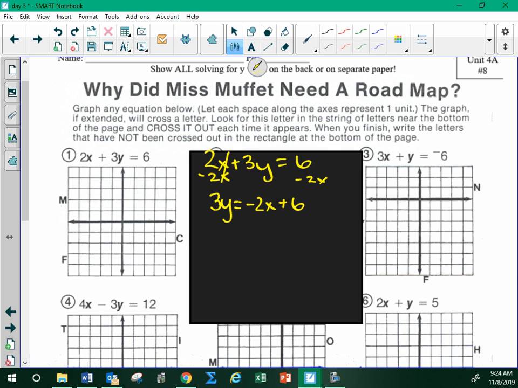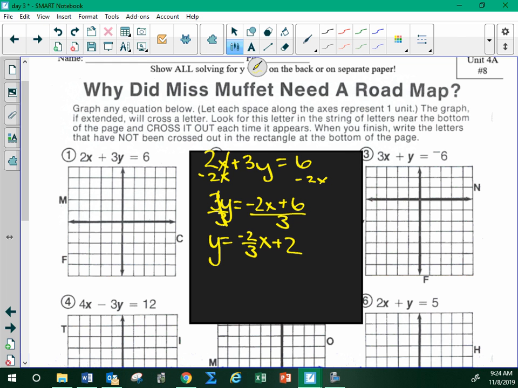All right, Anthony, redeem yourself. What are we going to do now? How do I get the y by itself? Very good. Divide by 3. Everyone should be writing this down, either on the back or on separate paper. All right. Negative 2 divided by 3. This is negative 2 divided by 3. Positive 6 divided by positive 3. Positive 6 divided by 3 is 2.